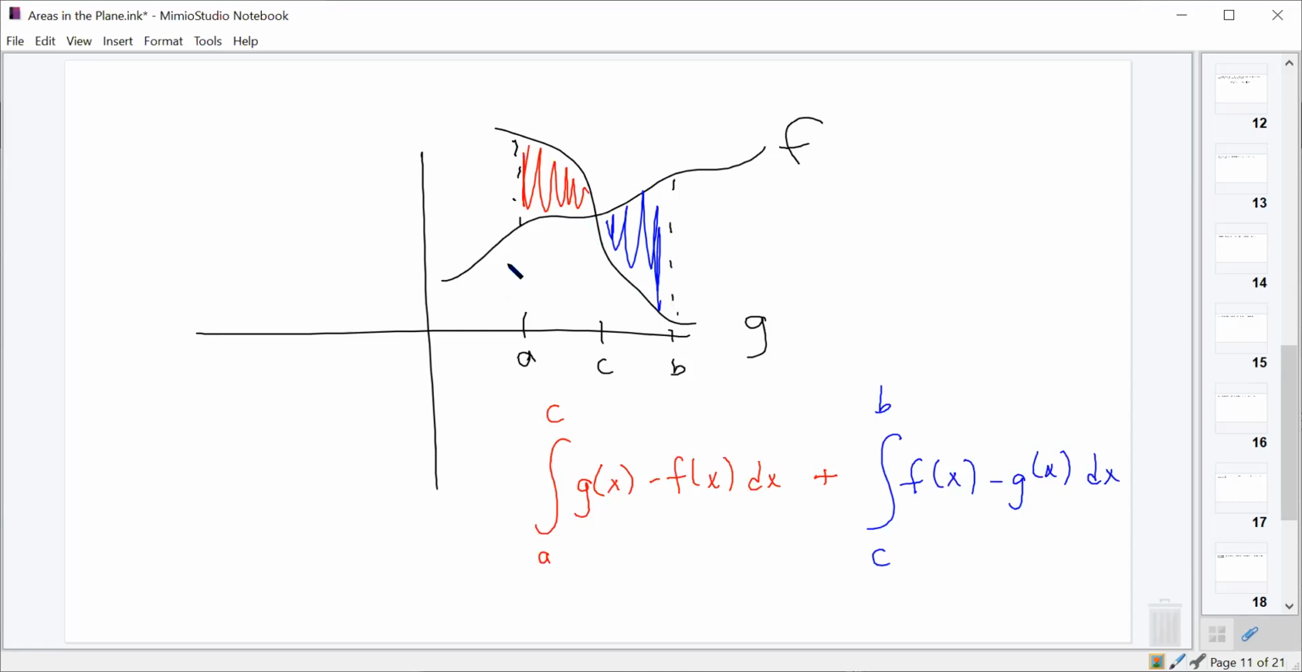What you definitely cannot do is just integrate whichever way you want, f minus g or g minus f, and then take the absolute value of it. That will give you incorrect answers if they cross through each other somewhere on the interval.